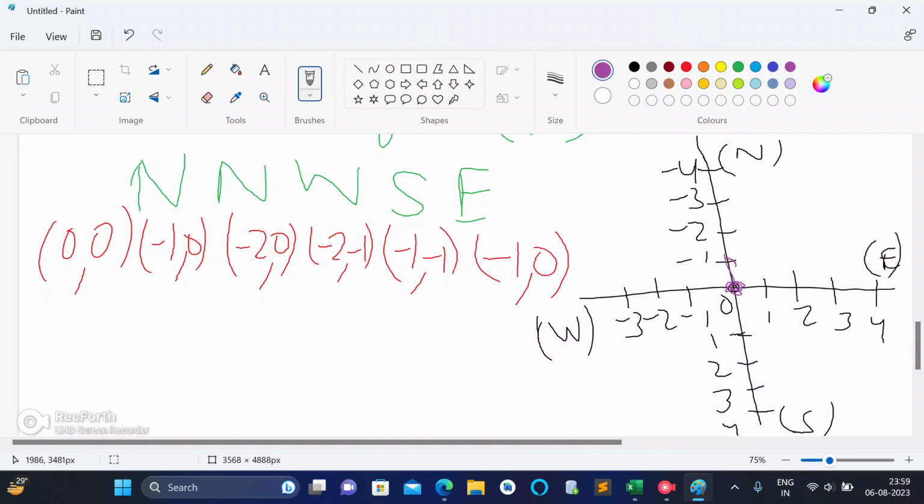Initially we are at 0, 0. We are told you have to move north. So I decided to move north. I reached this point. Now we have been told to move north again. I reached this point. You are thinking that according to the graph it looks like 0 comma minus 2, but I have written minus 2 comma 0. Think like that. I have also changed the axis x and y.